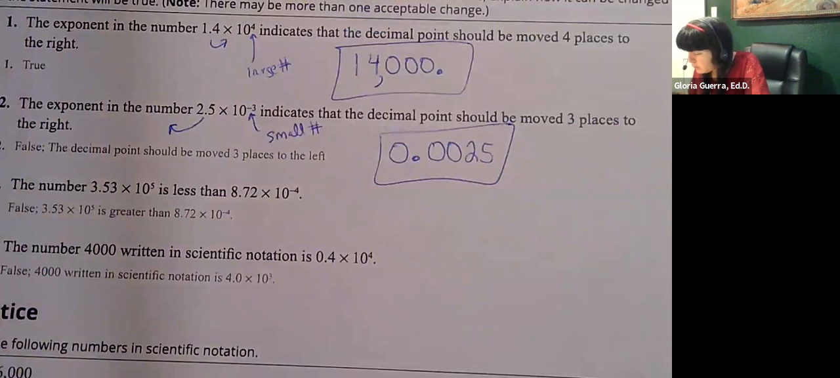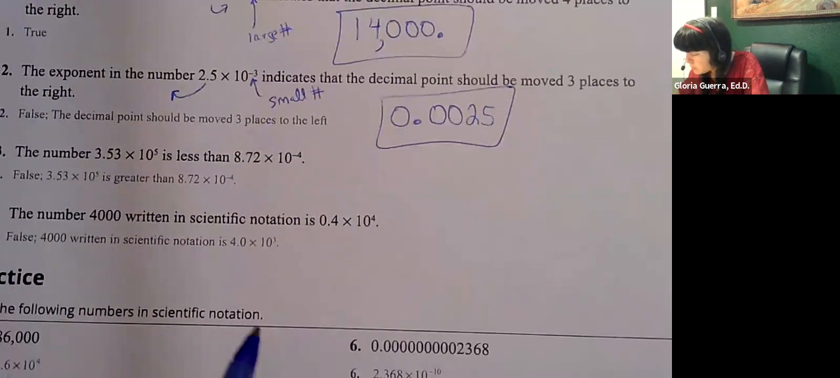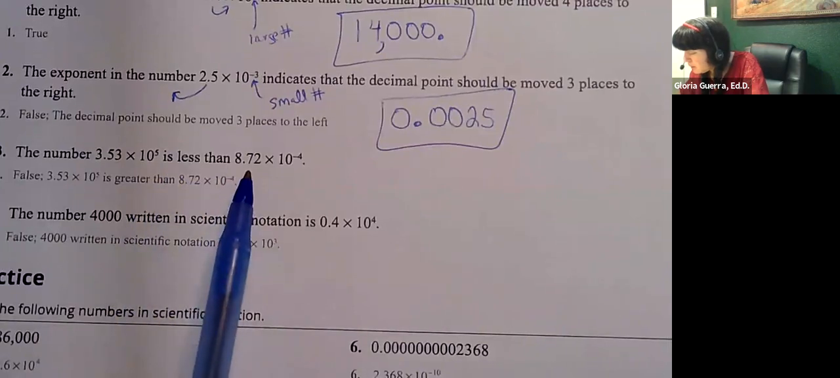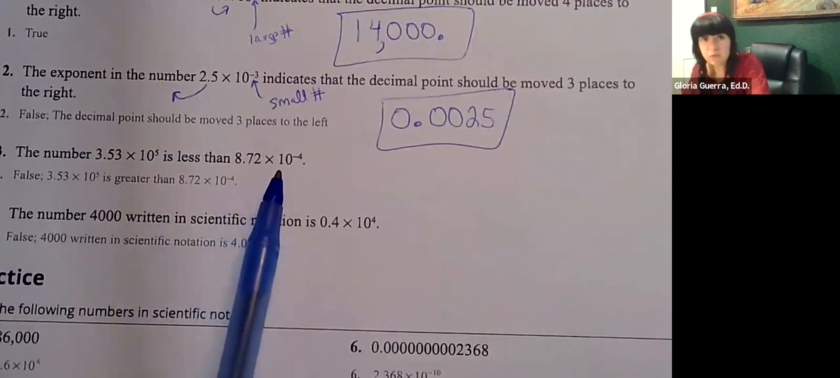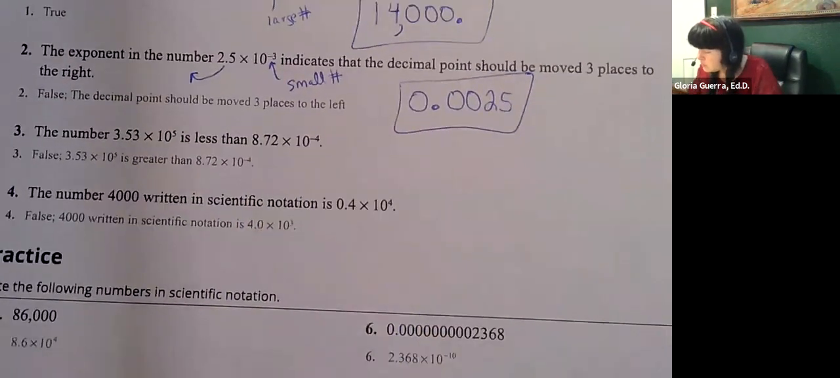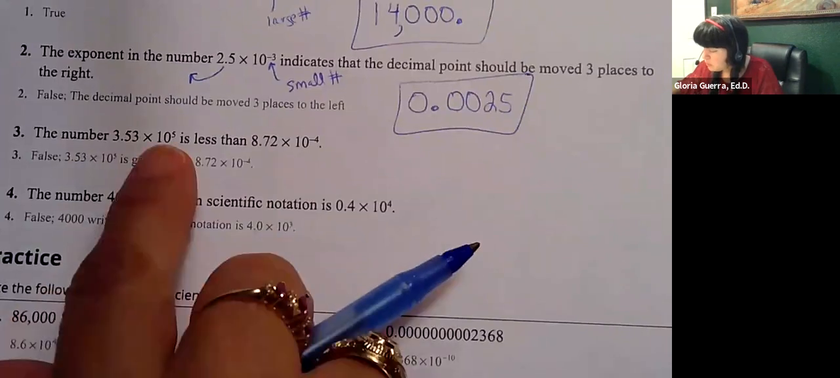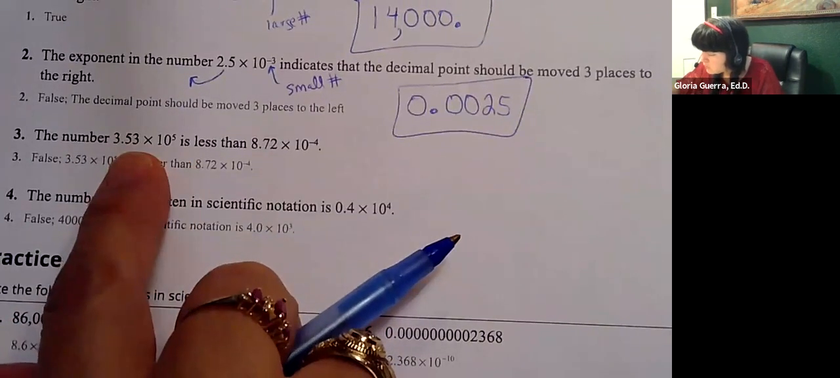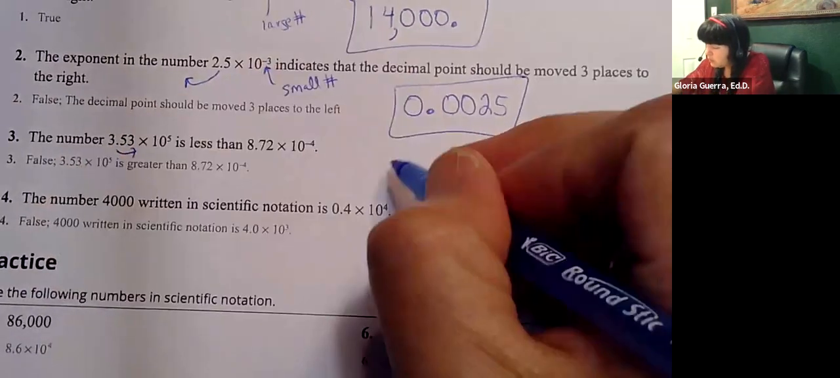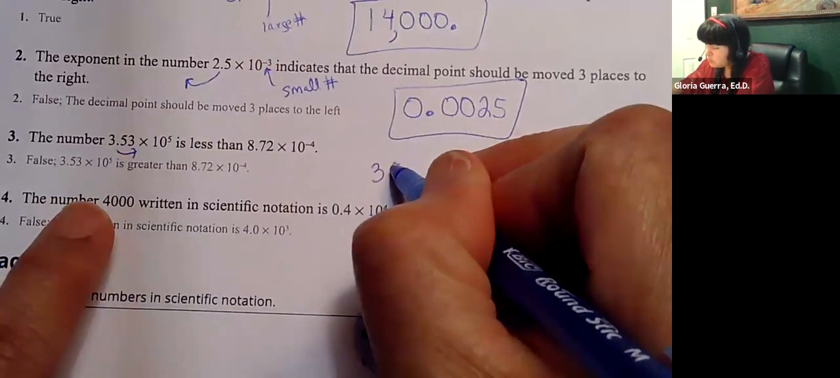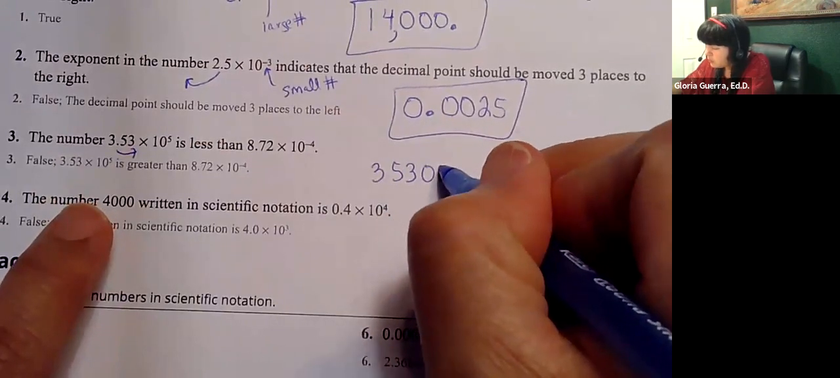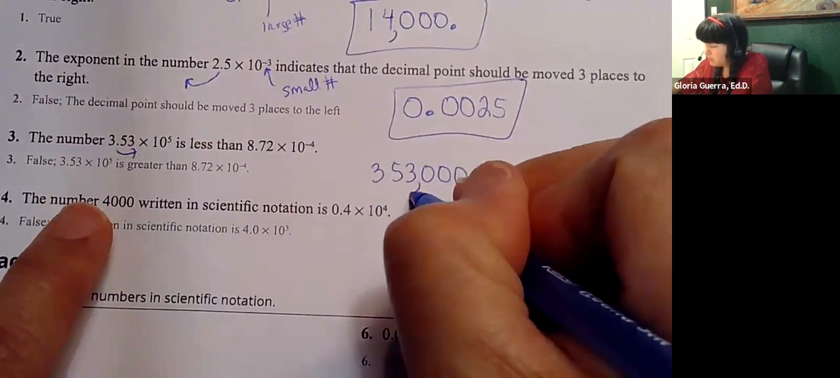Number 3, the number 3 and 53 hundredths times 10 to the 5th, is that less than this 8 and 72 hundredths times 10 to negative 4? Okay, I'm not sure. I'll have to figure out what that is. So this is large. This is going to be large also. So I'm going to move this to the right 5 times. So this is a 3, 5, 3 that counts as 2 moves. 3 moves, 4 moves, 5 moves. So this looks like 353,000.